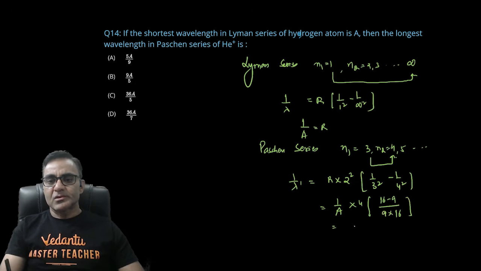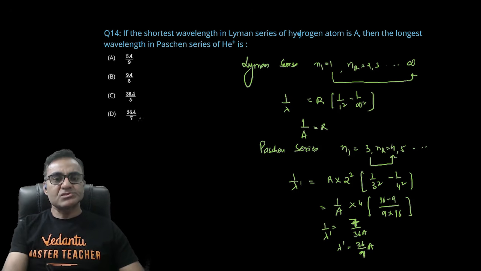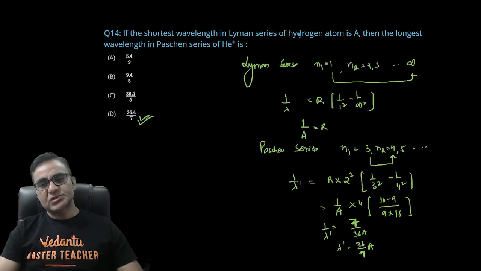ऑलराइट, तो ये हो जाएगा आपका 9 अपॉन 36 A। ये हुआ 1 अपॉन लैम्डा डैश। सो लैम्डा डैश इज इक्वल टू 36 अपॉन 9 इंटू A। 36 A upon 7. Oh, I'm sorry, this is 7 actually, not 9. 36 upon 7. All right. So this is going to be your correct answer of this question. All right, D is the right option.